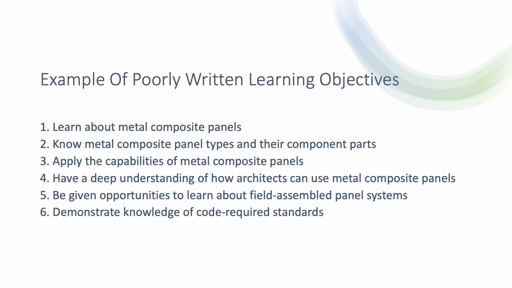There are several problems with the learning objectives shown here. First, there are 6 learning objectives. There should never be more than 4 or 5 learning objectives for a course. That's the first big red flag. The learning objectives themselves are poorly written. For example, the first learning objective is vague. The second learning objective is unmeasurable. Most of the verbs used in these learning objectives are pretty weak.